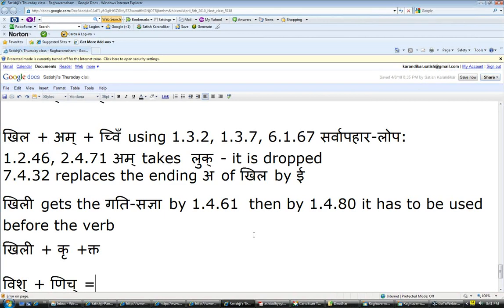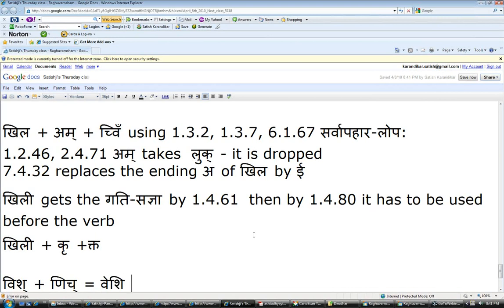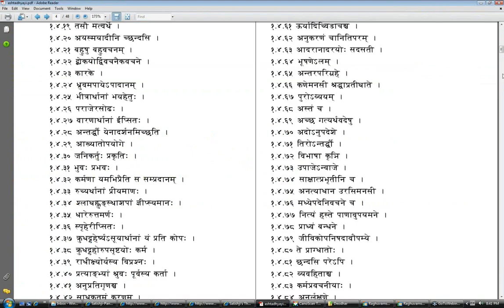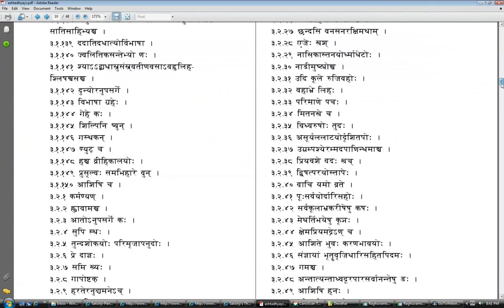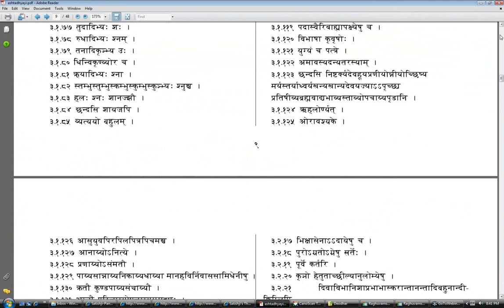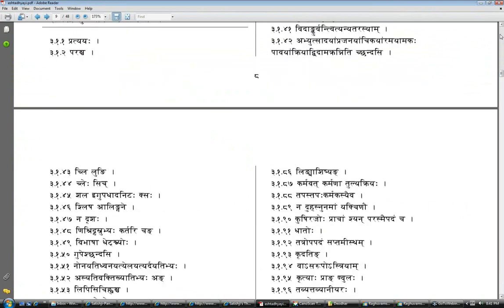So vish plus nich. And this one will of course do the puganta laghu upadhasya cha gunah, so we can make it vesh. Veshi is a new dhatu. The dhatu is veshi. Then the nich pratyaya, I think it's 3.1.22, I think is the nich. 3.1.22, is it? Let me check. No, it will be hetumati cha by 3.1.26 maybe. 3.1.26, because it is coming in 3.1.